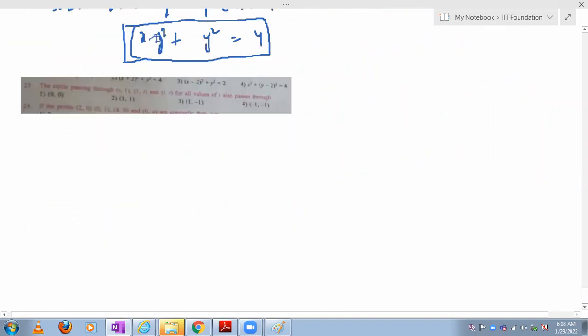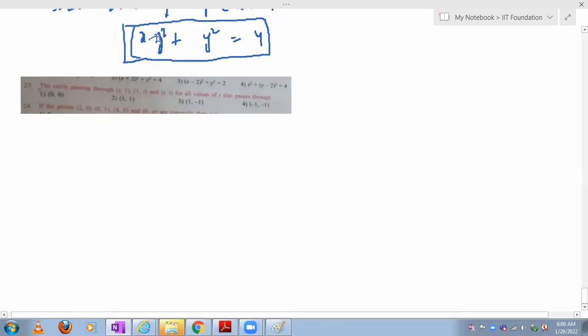The circle is passing through (t, 1), (1, t), and (t, t). For any value of t, it should also pass through one particular point. So what is that point he is asking?